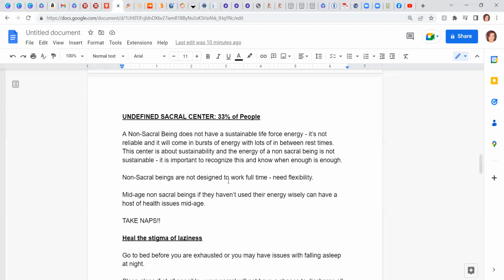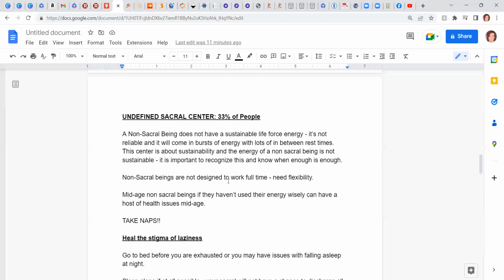So a non-sacral being does not have sustainable life force energy. It is not reliable, and it will come in bursts of energy with lots of in-between rest times. The center is about sustainability, and the energy of a non-sacral being is not sustainable. It is important to recognize this and know when enough is enough. That is the thing if you're a non-sacral being, knowing when enough is enough. Okay, I'm done. I'm exhausted. I need to rest. Non-sacral beings need to rest a lot.